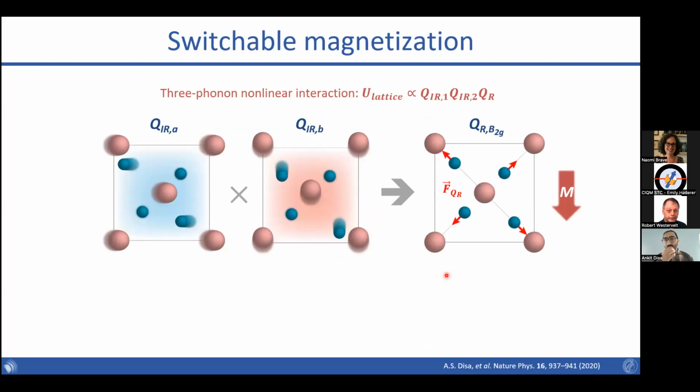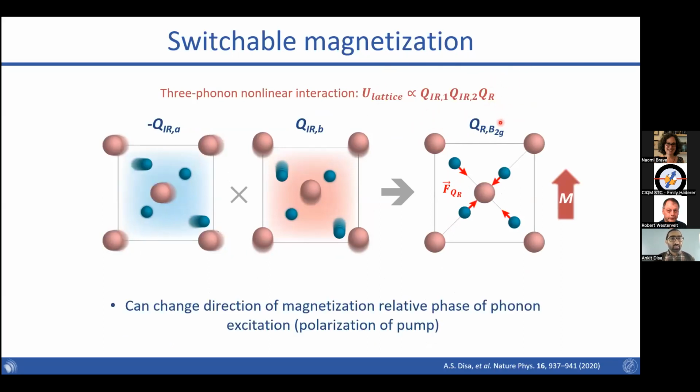So also in analogy with the static piezomagnetic effect, we should be able to switch the sign of the induced magnetization. And you can do that by just looking at the form of this interaction. You can see that if we change the sign of one of these infrared active modes, then the force on this Raman mode should change sign. So for example, if you pumped this mode in the opposite direction, we would create a force that pushes the Raman mode in the other direction and generates a magnetization in the other direction. And this can be done relatively easily by just changing the polarization of your pump pulse by 90 degrees.